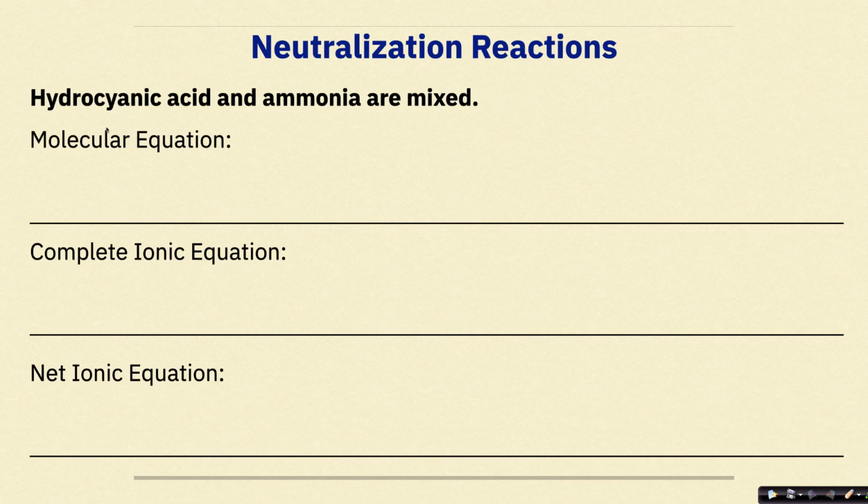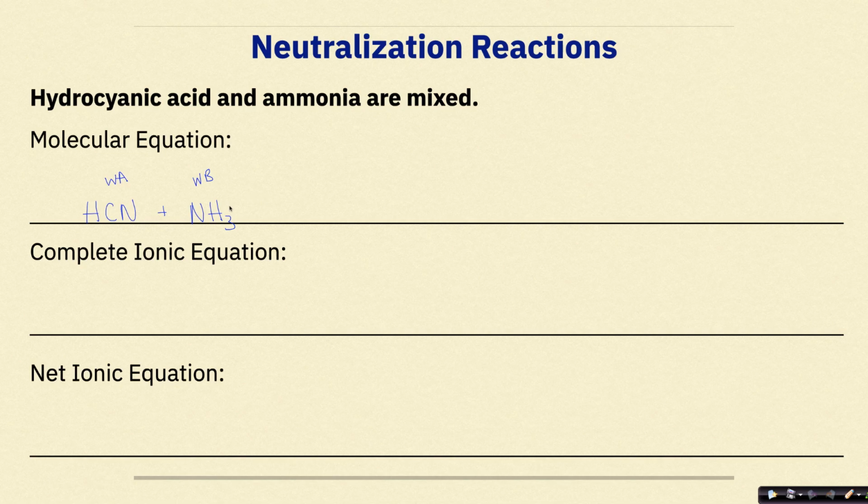My next example is hydrocyanic acid and ammonia are mixed. Well, hydrocyanic acid is HCN plus ammonia is NH3. Now, this is a very interesting situation because when I look at this, I know that HCN is a weak acid, and NH3 is ammonia, and that's a weak base.